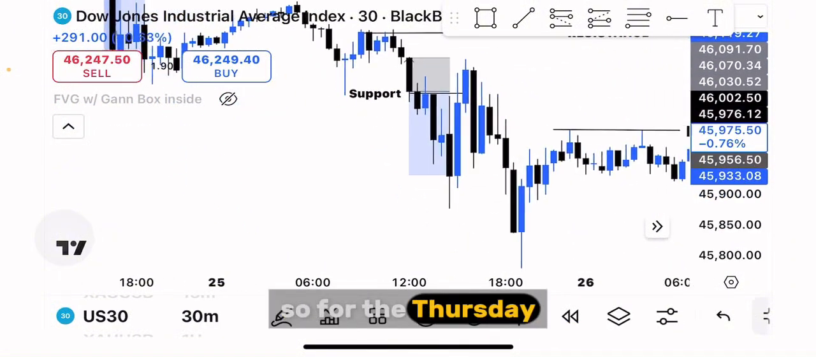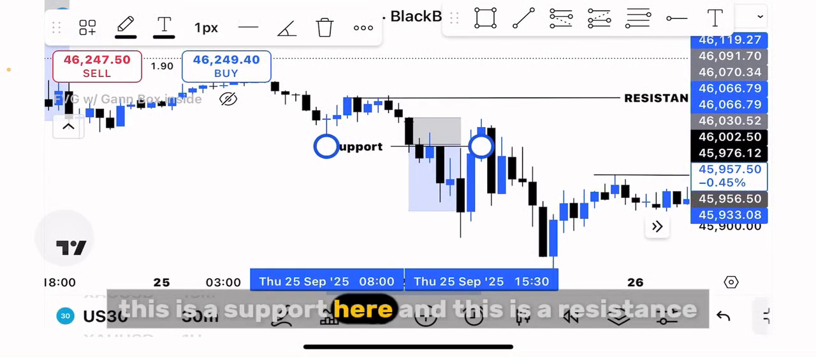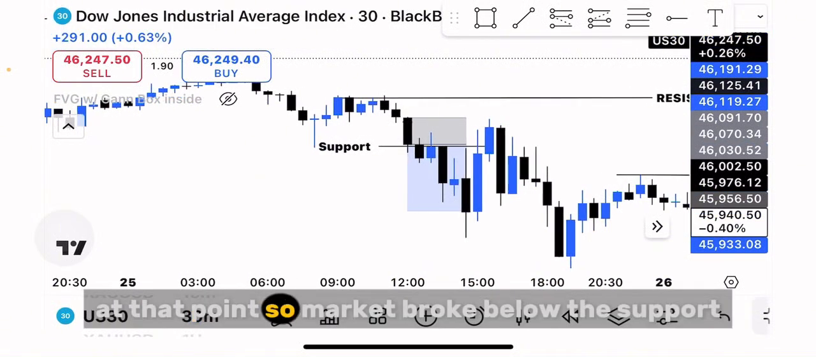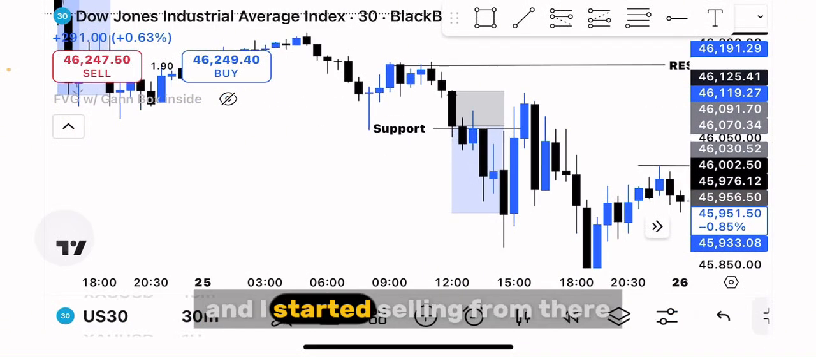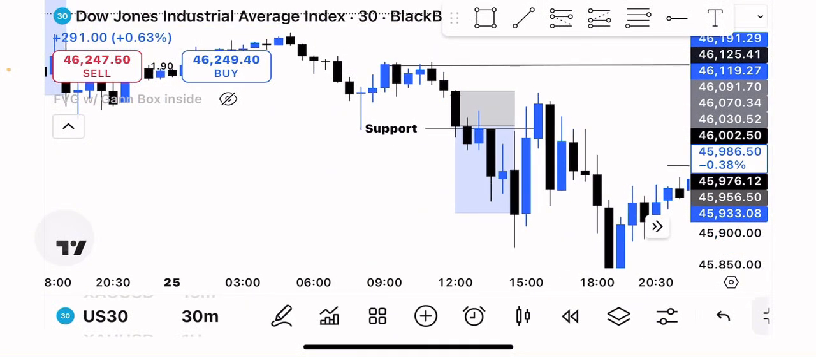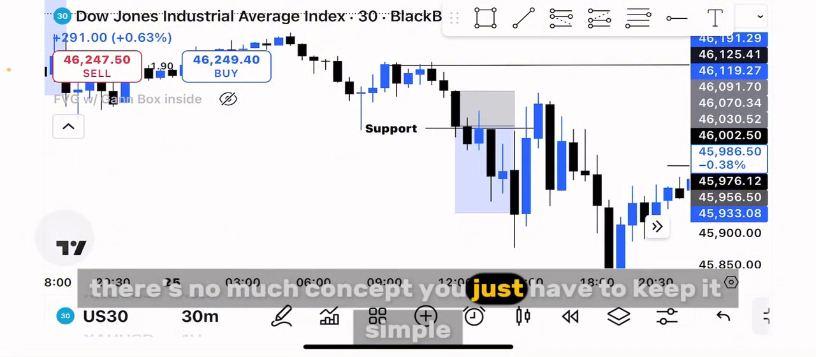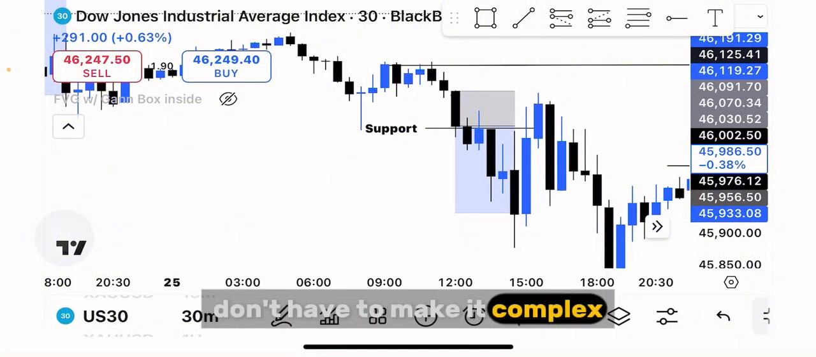For the Thursday was just a normal resistance and support. This is a support here, and this is a resistance at that point. So market broke below the support and started selling from there. I target a solid 1 to 3 risk reward. By just trading basically breakout. There's no much concept. You just have to keep it simple. You don't have to make it complex.